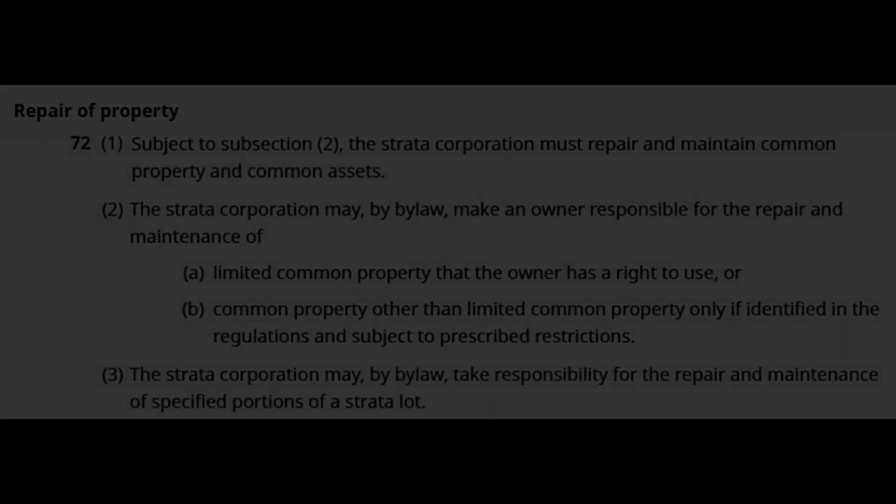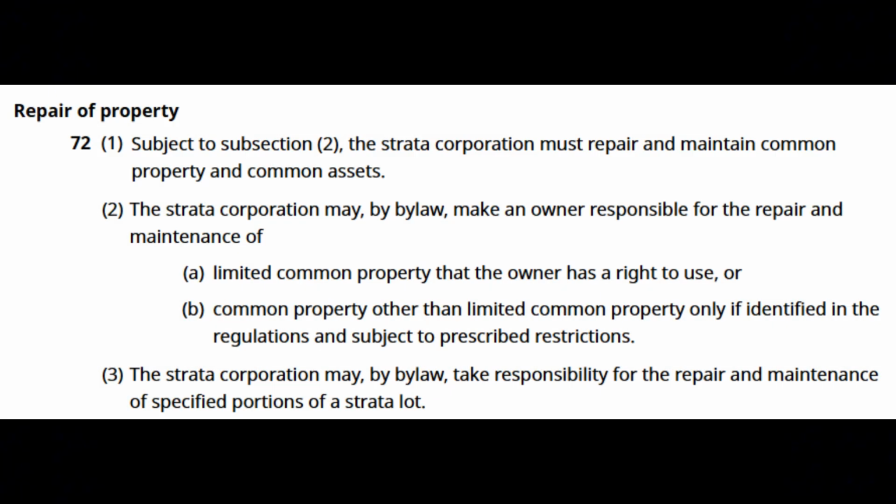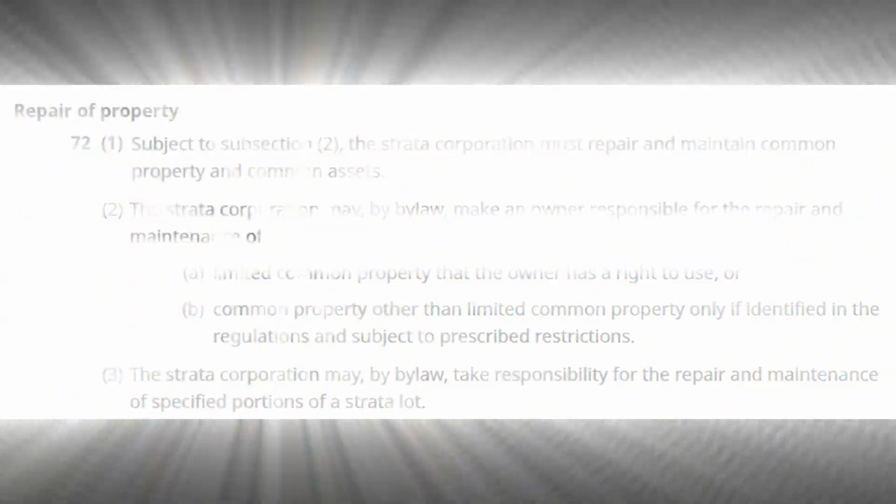The big thing is bylaws guarantee safety so that the strata corporation can provide maintenance, which is another one. Repair of property, section 72. The strata corporation must repair and maintain common areas and assets. The strata bylaws may exist to alter that to some degree, but otherwise section 72 is generally how the strata corporation's responsibility regarding common areas and assets is going to be laid out.